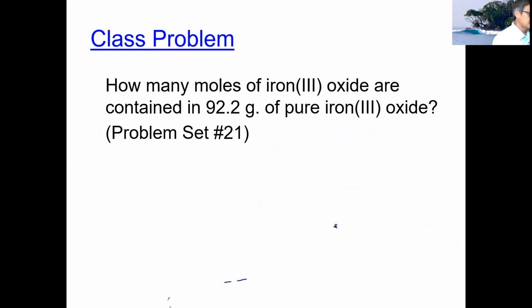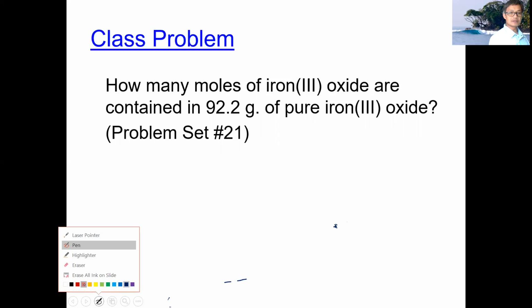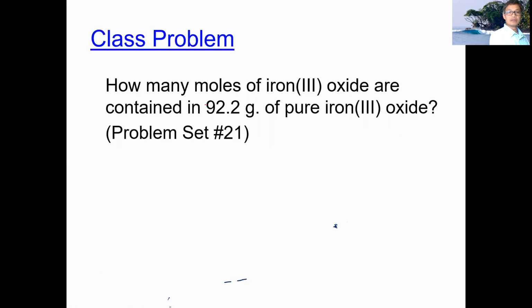Okay. Let's go ahead and take a look at what we have here. Let's identify what we were given and what we're asked to solve for. In this problem then, we are given that we have 92.2 grams of iron 3 oxide. Okay, so that's what we were given. What we're solving for then is the moles of iron 3 oxide. That's what we were solving for. Okay, so let's go ahead and set up our problem.